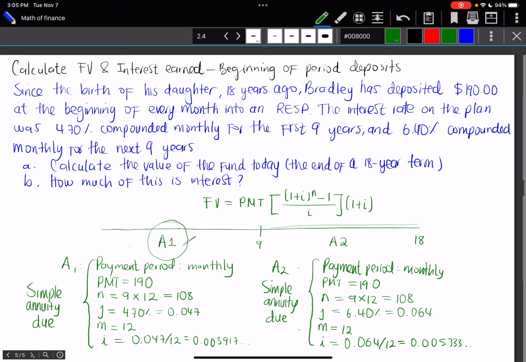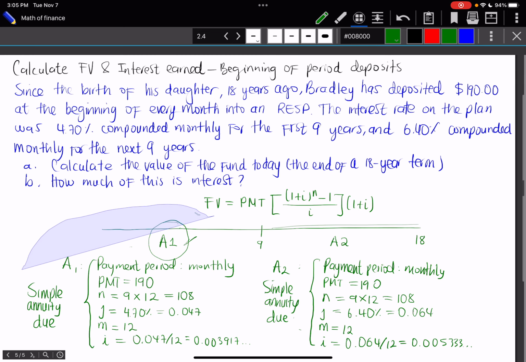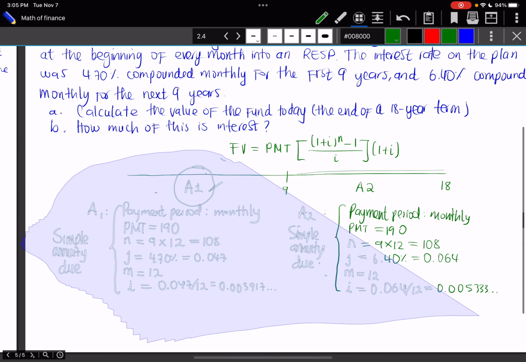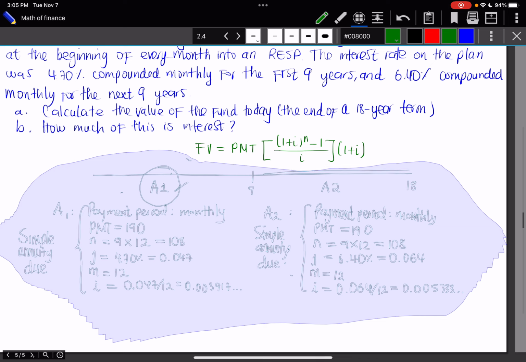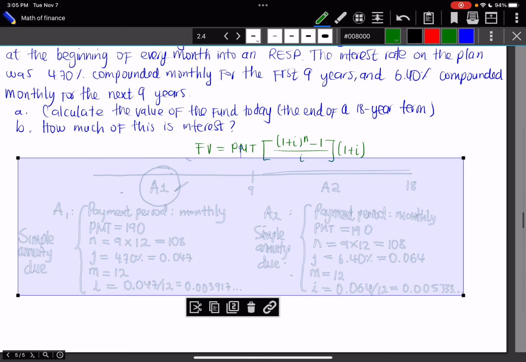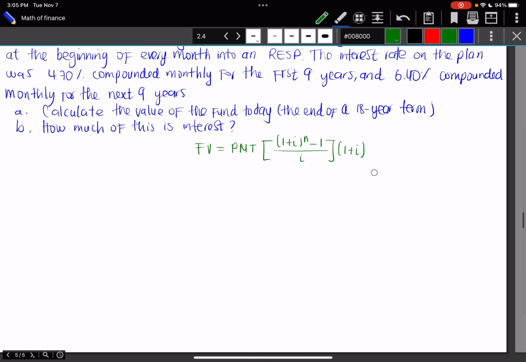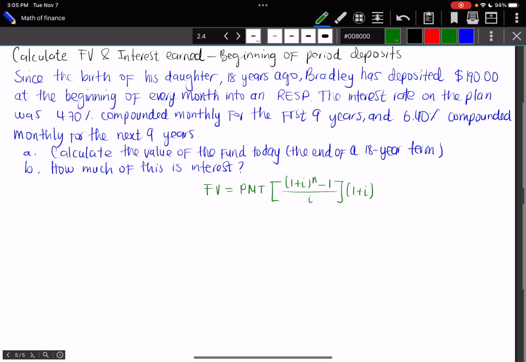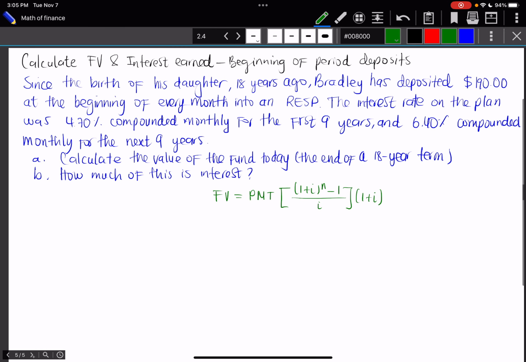So let's do that. I'm going to erase what we have here. There you go. And let's work with the first annuity. So annuity 1.